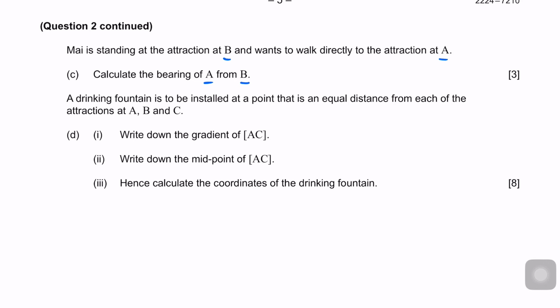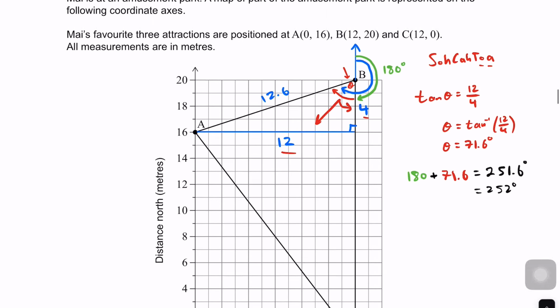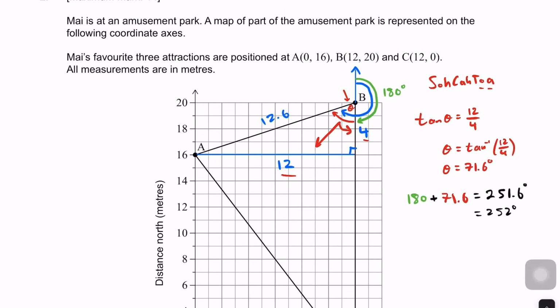It looks like we have the goal, which is to find the position of the drinking fountain that is an equal distance from each of A, B, and C. And then they've got a little scaffolding for us: the gradient of AC, the midpoint of AC, and the coordinates of the drinking fountain. Okay, so let's go back up here. I'm going to clear this canvas, and then we'll work with this here.